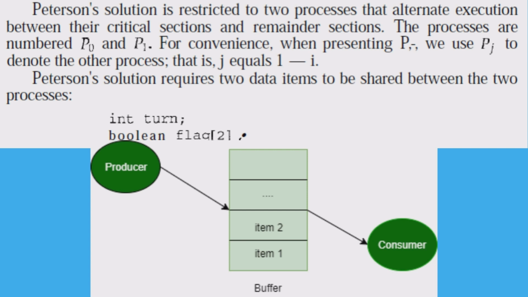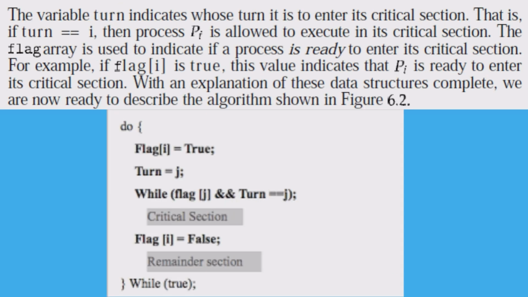For convenience, when presenting Pi, we use Pj to denote the other process, that is, j equals 1 minus i. Peterson's solution requires two data items to be shared between the two processes. The variable turn indicates whose turn it is to enter its critical section. That is, if turn equals i, then process Pi is allowed to execute in its critical section.